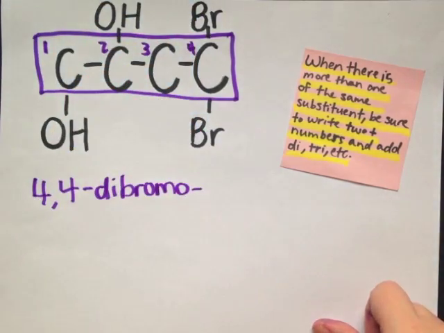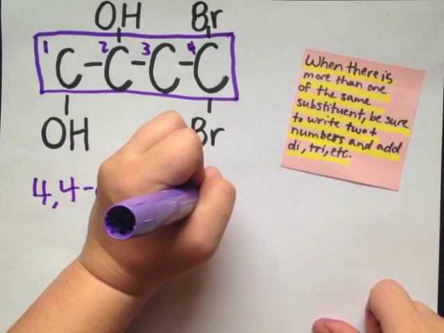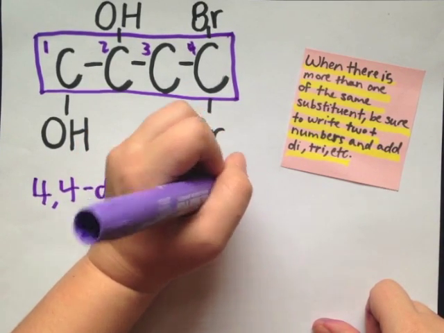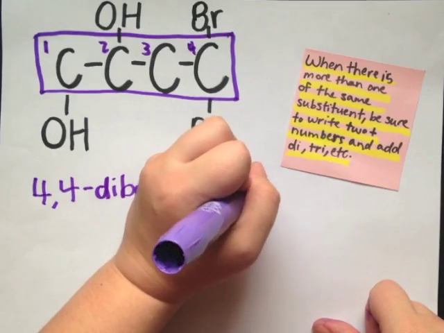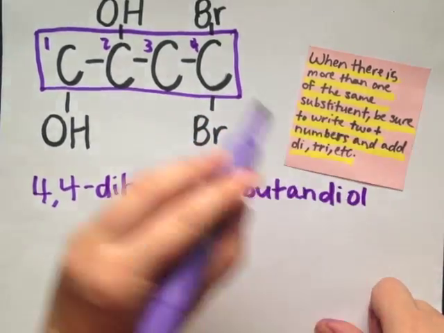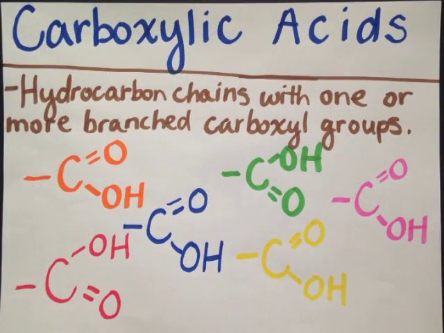So the name of this molecule is 4,4-dibromo-1,2-butanediol. The fifth functional group, carboxylic acids, consist of a carbon chain with a carboxyl group.